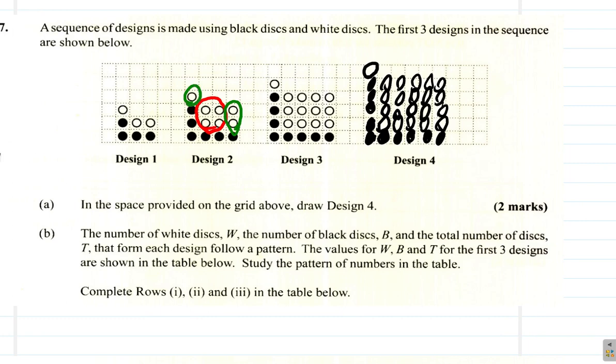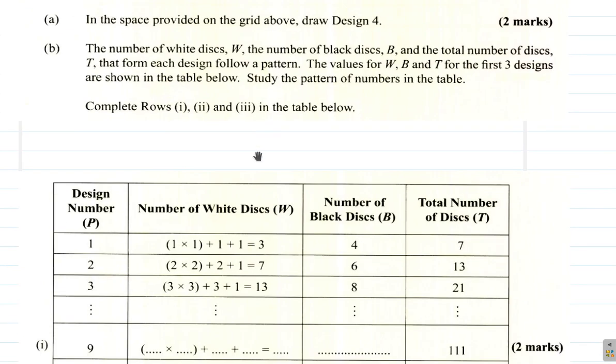Design 3. Let's not look at it yet. I would bet it's going to be 3 times 3 plus 3 plus 1. Let us see. It's 3 times 3, plus 3 plus 1. Good. So there we have it.